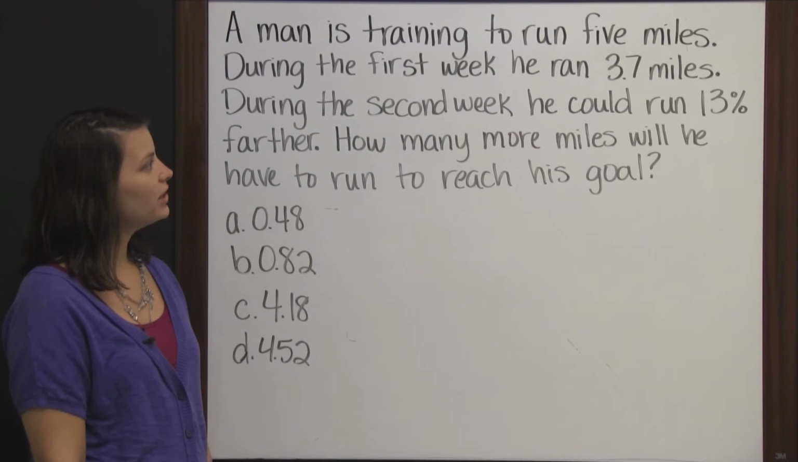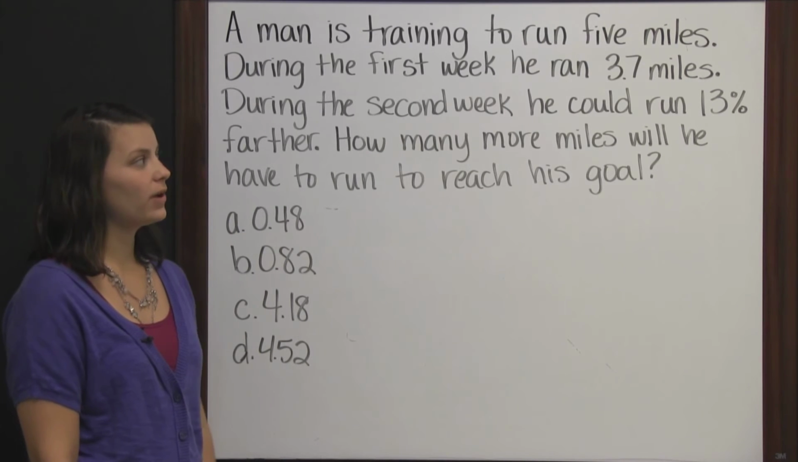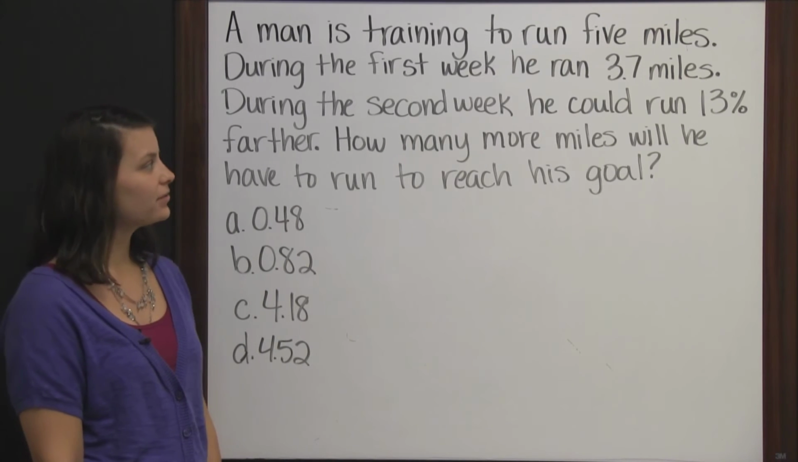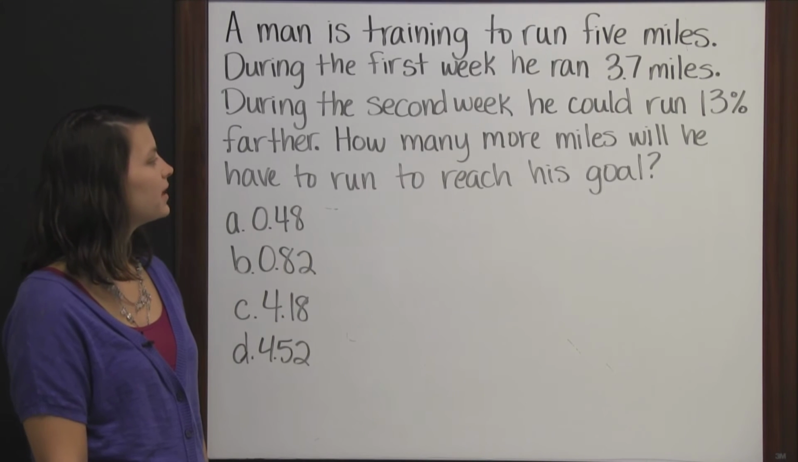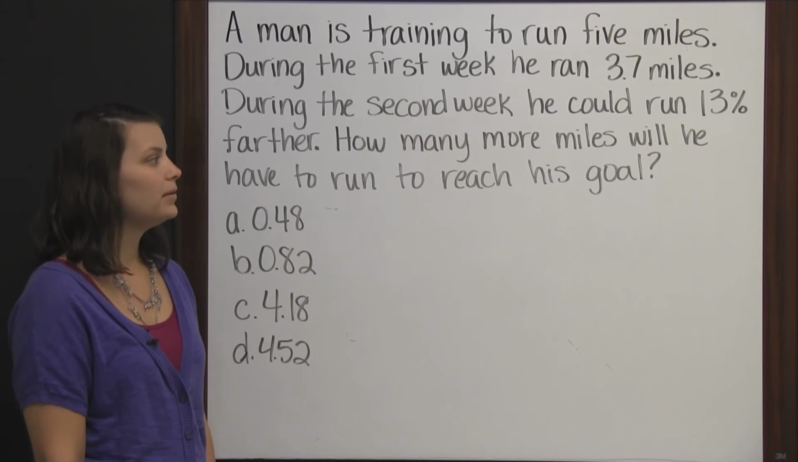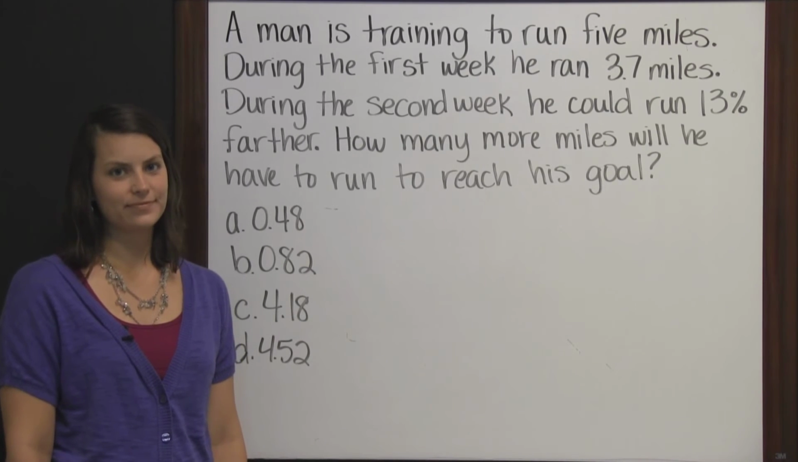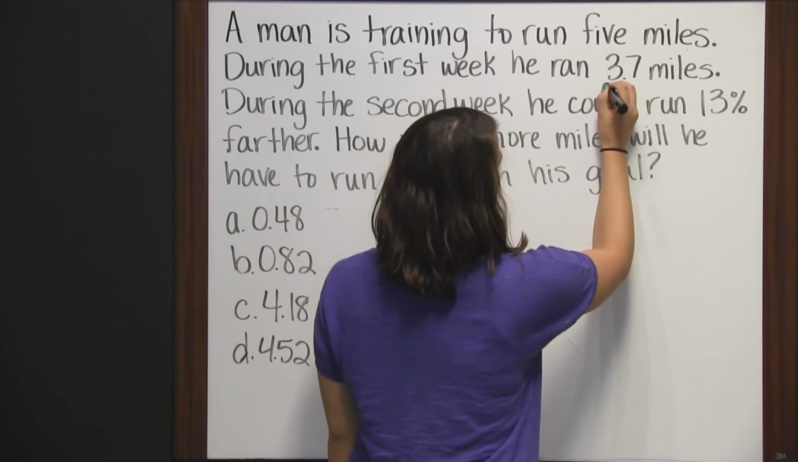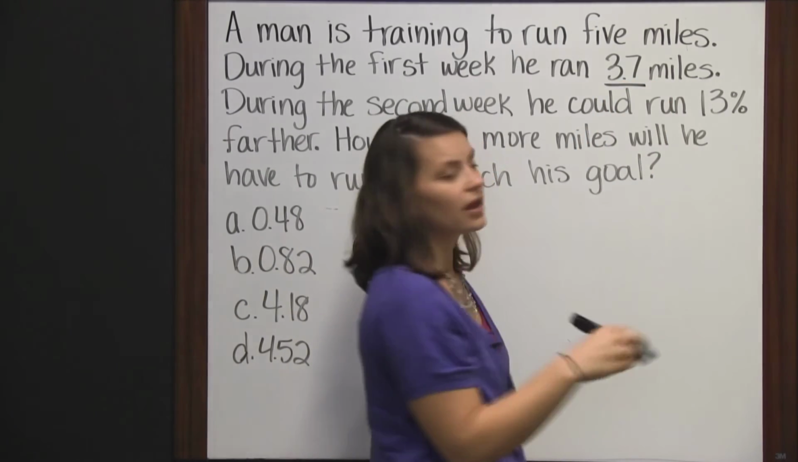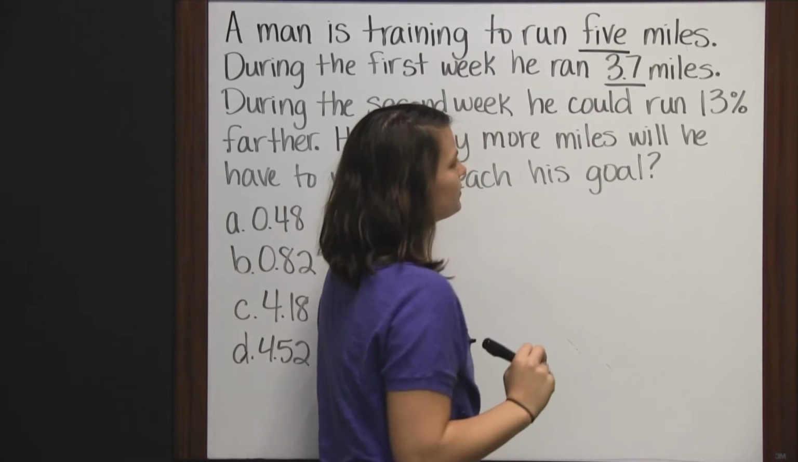A man is training to run 5 miles. During the first week, he ran 3 7/10 miles. During the second week, he could run 13% farther. How many more miles will he have to run to reach his goal? So in this first week, he was able to run 3 7/10 miles. And let's keep in mind what the goal is, 5 miles.